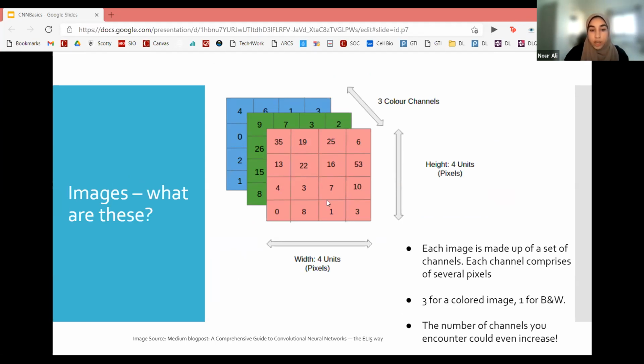In essence, each channel is just a matrix of pixels which holds the intensity values for every point in the image. Later on, you might come across different inputs which have an even higher dimensionality, like a high number of channels, but you get the general idea. So over here we have the height and the width, which is 4, and then we have 3 colored channels.